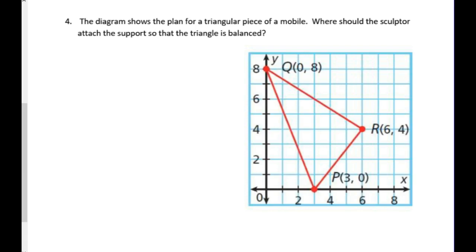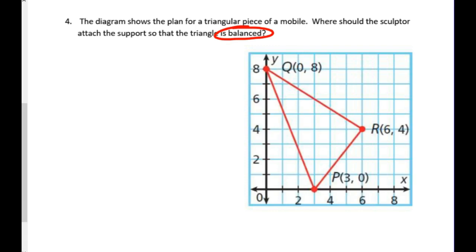So on number 4, where should the sculptor attach the supports if the triangle is balanced? Key word is always going to be this word balanced. I'm telling you now, on Friday quiz on this stuff, if you're wondering which center is the balancing one, the one that has the center of gravity, it's always this one we learned on Monday, centroid, made by medians. Okay, so notice it didn't say the word centroid, it didn't say the word medians, but you have to know, balancing a mobile is a centroid. Let's do that, okay?